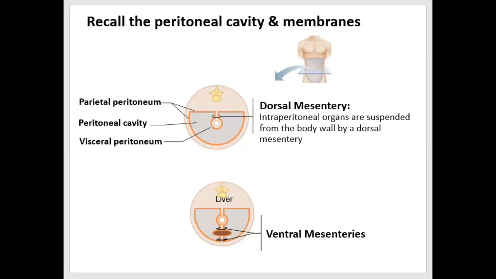The organs that lie within the cavity are suspended from the dorsal body wall by a mesentery. At least some of the organs are. This mesentery, which is shown suspended from the dorsal body wall here, is called the dorsal mesentery. And it's actually the fusion of two peritoneal membranes. When this dorsal mesentery reaches an organ, the two layers split or move around opposite sides of the organ to envelop the entire organ.